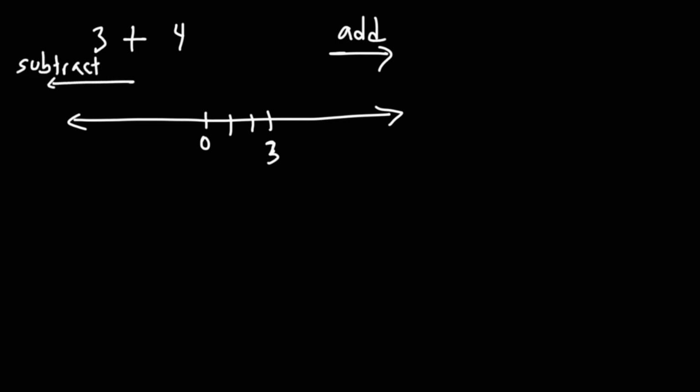So we're adding 4 to 3. Thus, we need to move 4 units to the right. So this is 4, 5, 6, 7. Thus, 3 plus 4 is 7. So let's try some more examples.